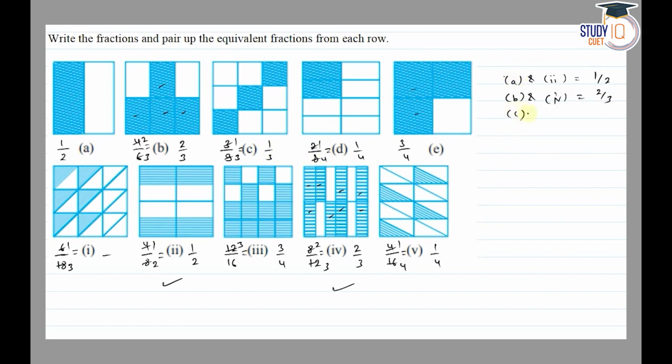Part C is 1 by 3. So we will check 1 by 3. Here we have 1 by 3, so C and part 1 are equivalent, 1 by 3. D has 1 by 4 and part 5th is also 1 by 4. So D and 5th are equal to 1 by 4. Last, E has 3 by 4 and third is also 3 by 4.